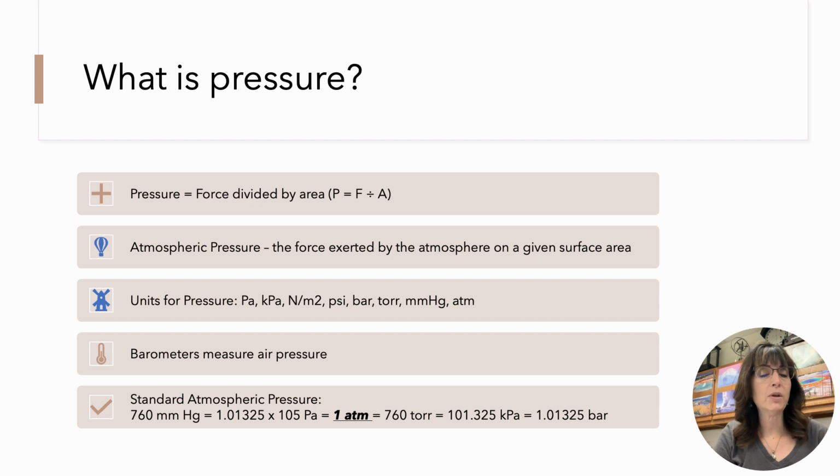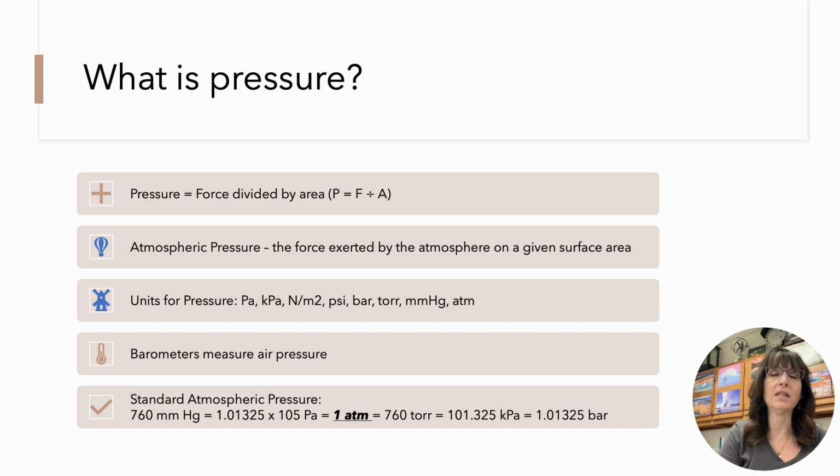Well, one of the terms we are going to discuss is pressure. Well, what is pressure? Pressure technically is the amount of force divided by the area. And you've seen things before, like if you step on a nail, it's going to really hurt, but if you step on a bed of nails, it doesn't hurt because of the whole force and area thing. Atmospheric pressure is what we tend to talk about. It's the force exerted by the atmosphere on a given surface.